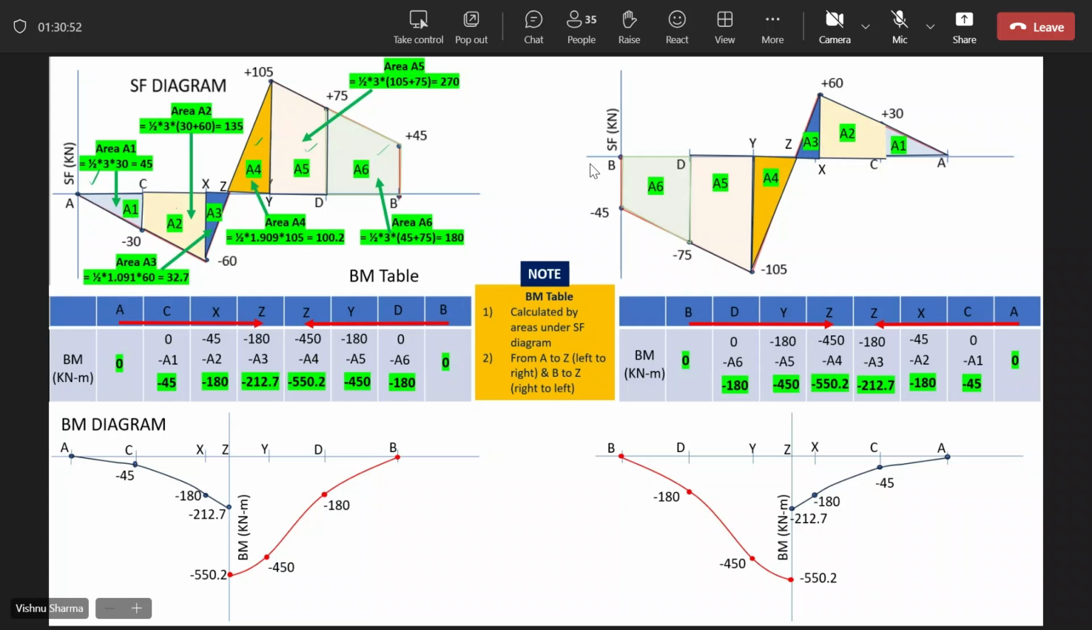Okay. Now you see, I'm making the BM table by areas under the SF diagram from two free ends to the point of maximum BM, Z. So one I'm making from A to Z, in which we'll be moving left to right. When we go from left to right, negative SF will give negative BM, positive SF will give positive BM. When we move from B to Z, we are moving from right to left. Positive SF will give negative BM, negative SF will give positive BM. So whatever we did in the previous question, the same thing is repeated here. Can you see the BM table now, guys? A to Z, you can see my arrows, and B to Z. Please see.